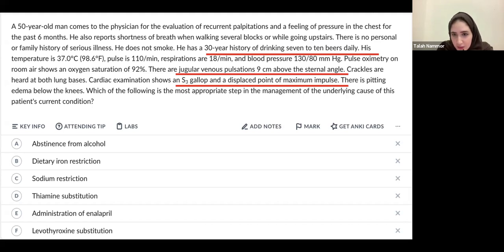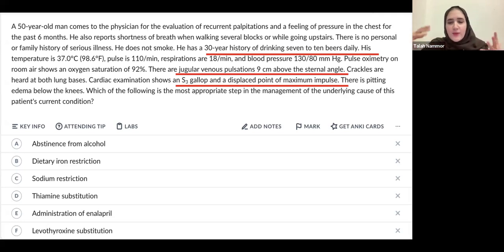And we have displaced point of maximum impulse. Are you not answering? I'll explain. So jugular venous distension, why? You have to think that on the left side there is dysfunction and it's causing the blood to pull back. Right heart failure. Okay, the patient has heart failure.